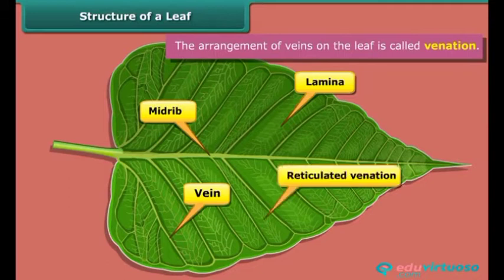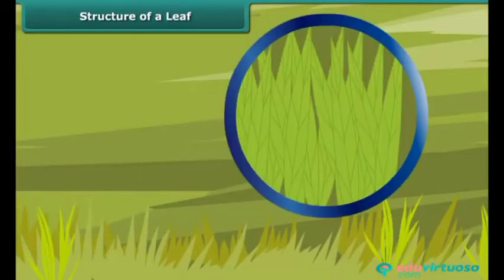And there are two types of venation. Reticulated venation, in which the veins are arranged as a network from the midrib. And when these veins are arranged in a parallel way, we call it parallel venation. So there are two types of venation, and parallel venation is mainly seen in grass.